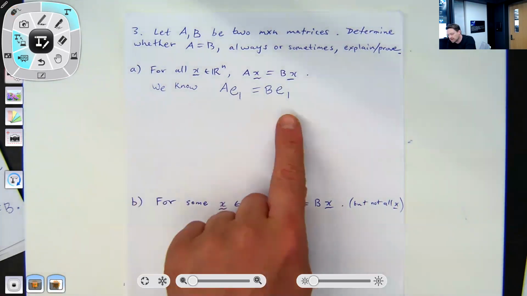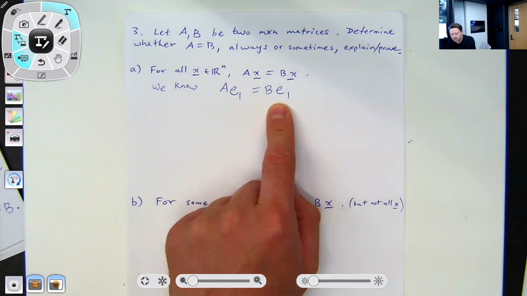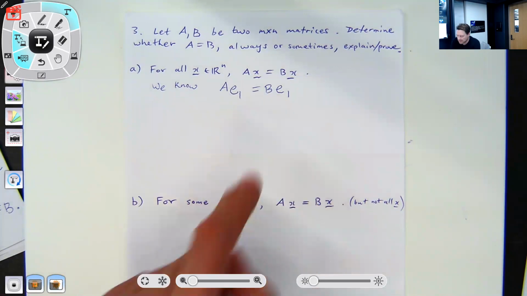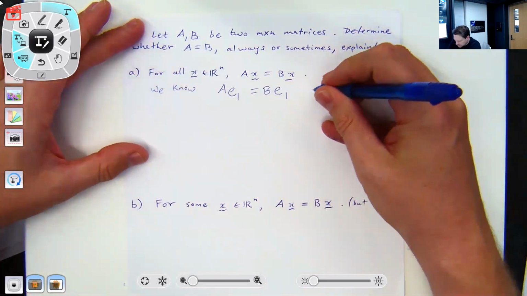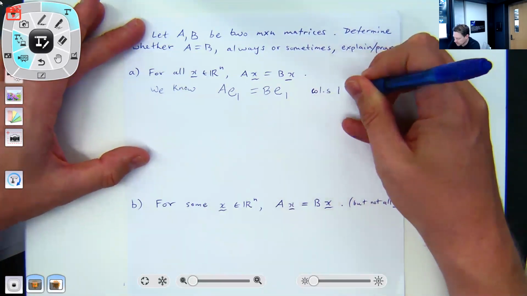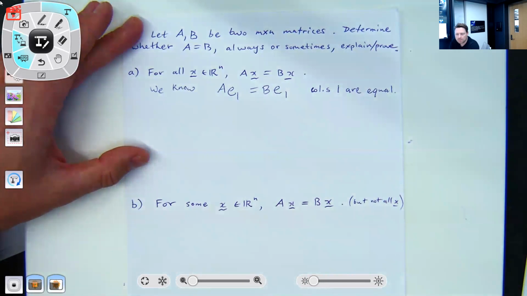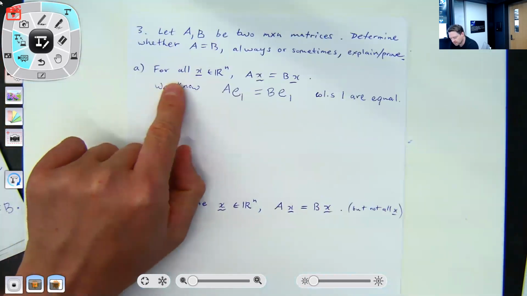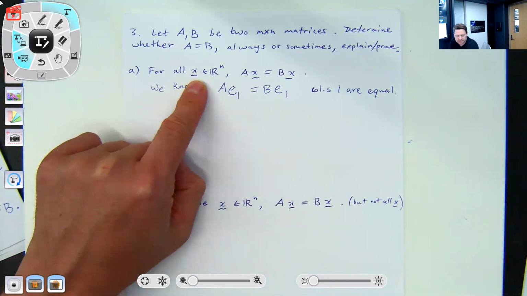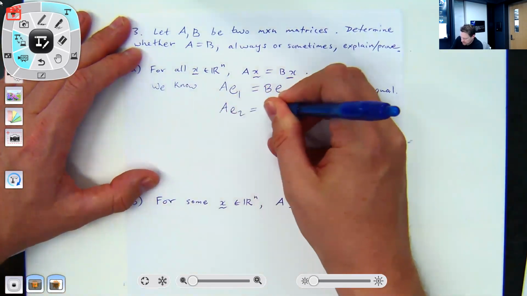Okay, now likewise, for this matrix, B times E1, we also have the leftmost column of the matrix B as the result. And so what this says is that columns 1 are equal. Okay? Right, now, remember that says for all, so we can go and say, well, let's let x be, in this case, E2. Okay, so we also have A E2 is equal to B E2.